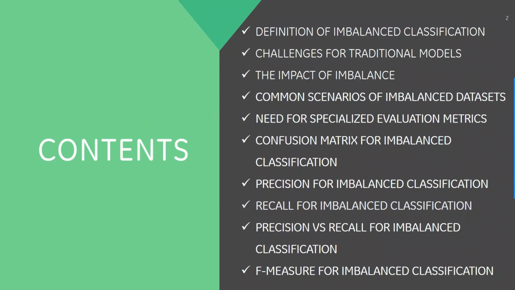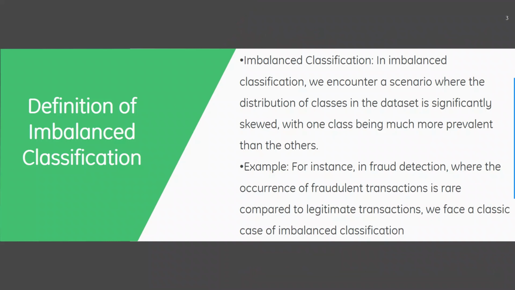Firstly, the contents. I'm going to show you the explanation of what is imbalanced classification. Then we are going to go through the challenges for traditional models, the impact of imbalance, common scenarios of imbalanced datasets, need for specialized evaluation metrics, confusion matrix for imbalanced classification, precision for imbalanced classification, recall for imbalanced classification, precision versus recall for imbalanced classification, and then we have F measure for imbalanced classification.